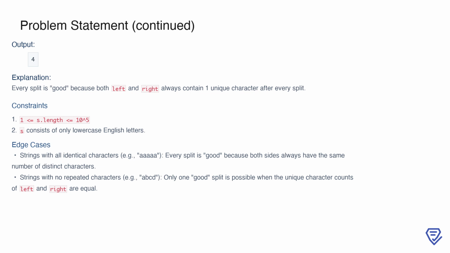Next, let's analyze the string S equals AAAAA. The output for this input is 4, and the reason is quite interesting. In this case, every split is good because the string contains only one distinct character. Whether you split it at left equals A and right equals AAAA, or at left equals AAA and right equals AA, both sides always have one unique character. This symmetry results in every possible split being good, and with 4 total splits possible, the output is 4.